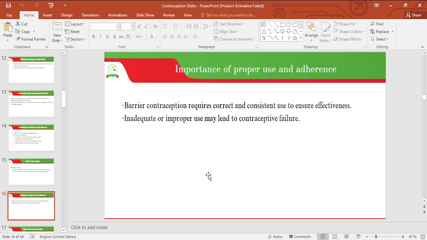Let's look at the importance of proper use and adherence. Barrier contraception requires correct and consistent use to ensure effectiveness. Inadequate or improper usage may lead to contraceptive failure, meaning that if you don't apply the barrier method correctly, the client may end up becoming pregnant.